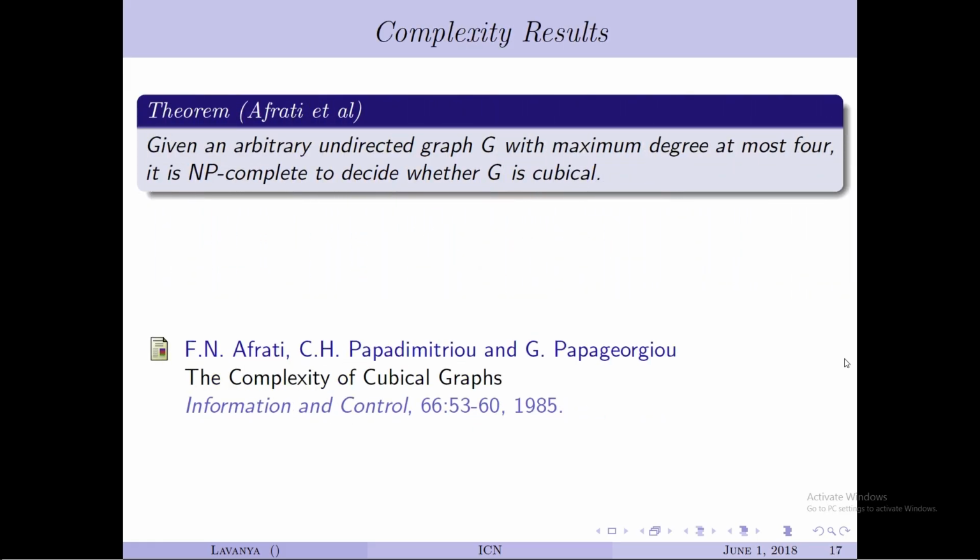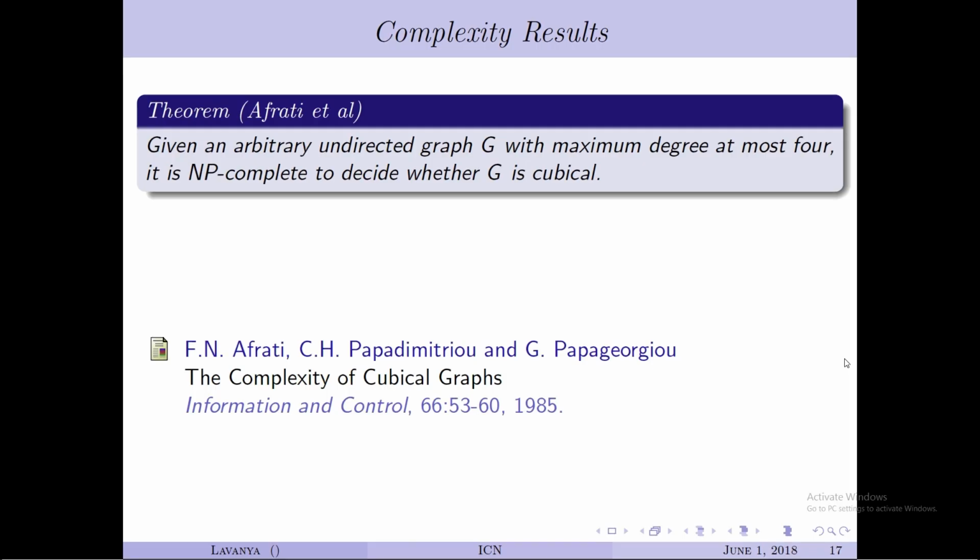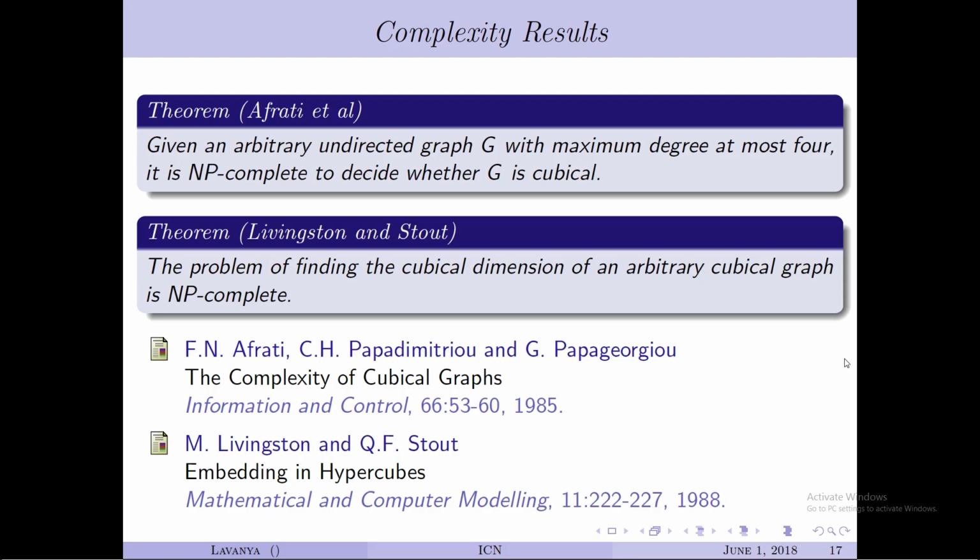Right. Now about complexity: if I give you any arbitrary undirected graph with maximum degree at most 4, even then it is NP complete to decide whether this graph will sit as a subgraph in any hypercube. So, deciding whether a graph G is cubical or not is NP complete. For degree 3 we can do it easily, but degree 4 is a little complicated. Similarly, finding the cubical dimension is hard. First of all, to check whether it is going to sit inside some hypercube as a subgraph is difficult. And if I tell you yes it is cubical, then finding the cubical dimension, in which hypercube it will sit as a subgraph, is also NP complete.